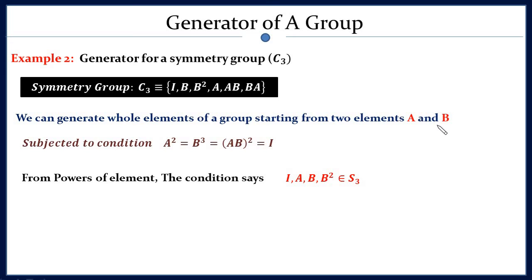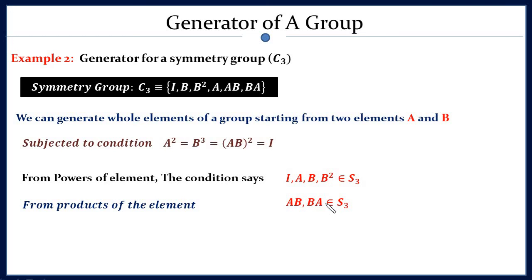Similarly from the power of B we will have B square and B cube. B cube is again I, so we have already included I, we need not include another I. So we will have B square, B cube, and B to the power 4 is again B, so we have to truncate the power here. From the condition of power we got 4 elements, I, A, B, B square. Now we need to consider the product also. We have 2 elements, so here the products will be AB and BA.